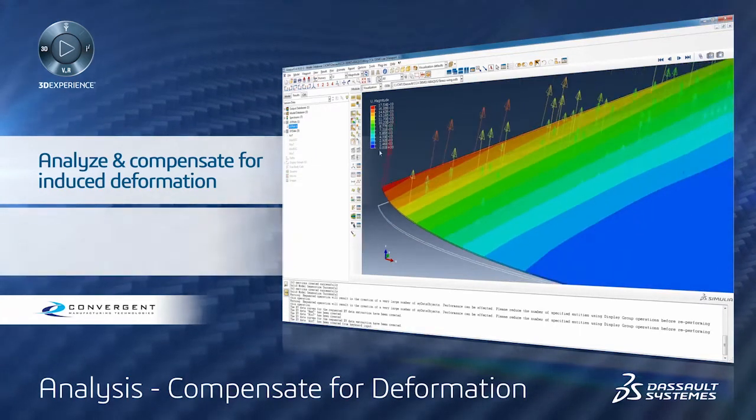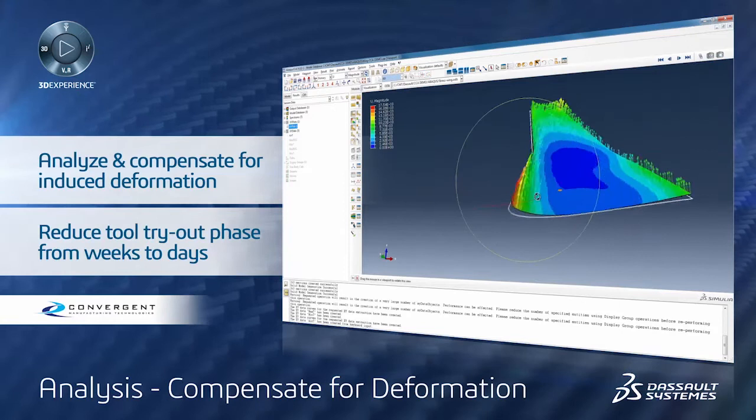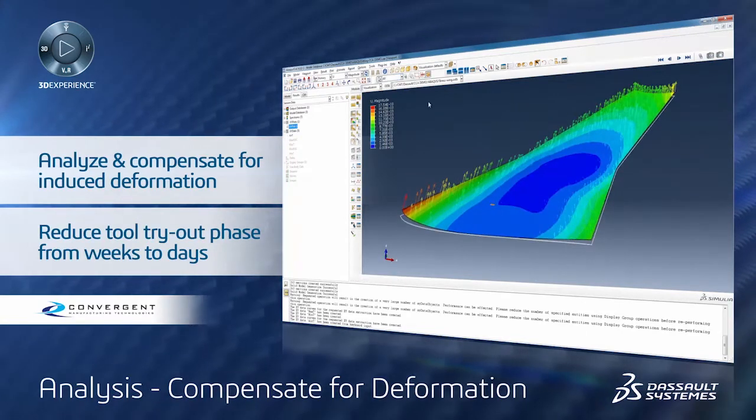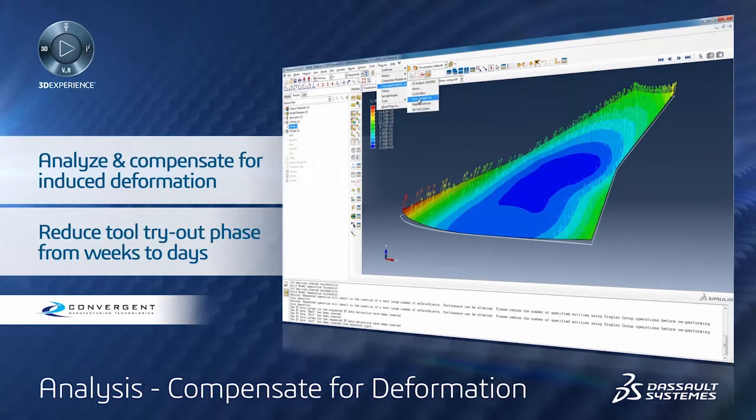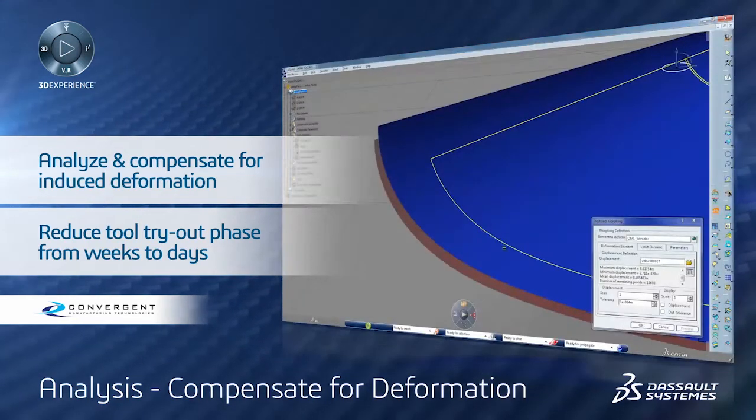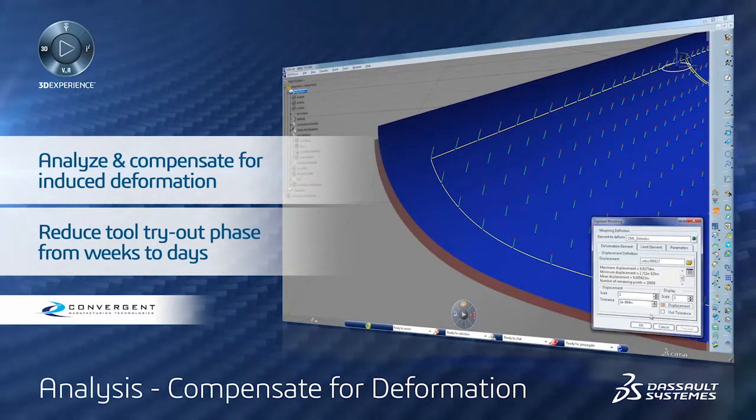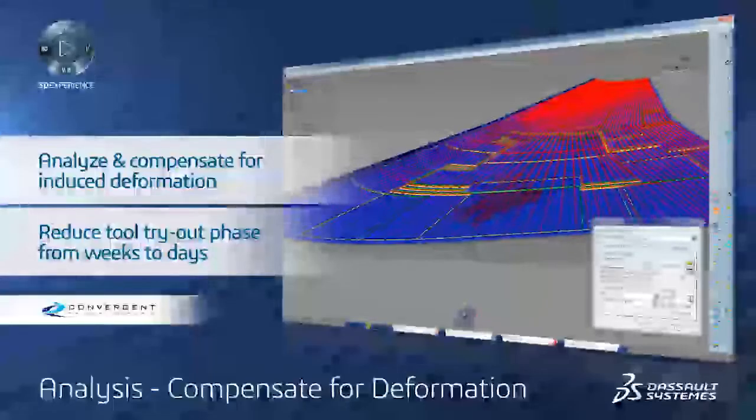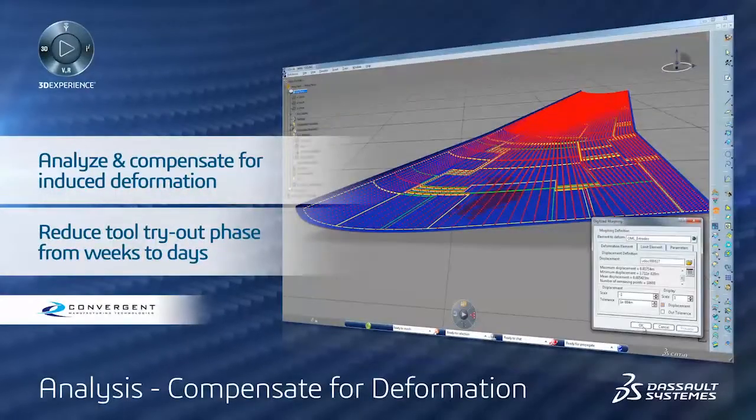We then analyze the difference between the required final shape and the computed deformed shape, and use global morphing to counter-deform the individual mold line to compensate for this deformation, and finalize the mold phase, reducing the mold tryout phase from weeks to days.